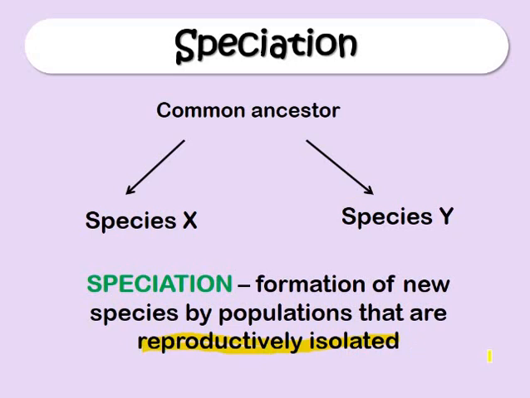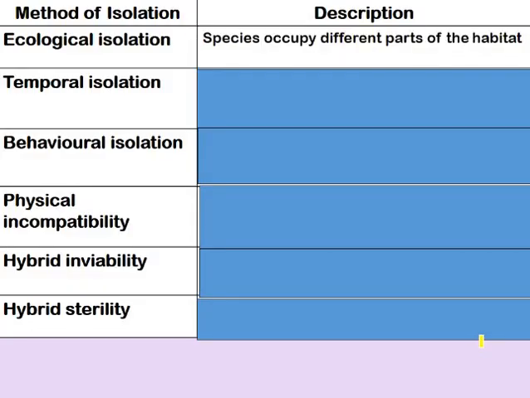Now, there are a few different ways in which populations can become reproductively isolated, and those are ecological isolation. It could be that the species are located in the same area, but they occupy different parts of the habitat. So you could have a species of bird, and one of the species is always found in the top of the trees, whereas the other species tends to occupy lower branches of the trees, and so they never overlap.